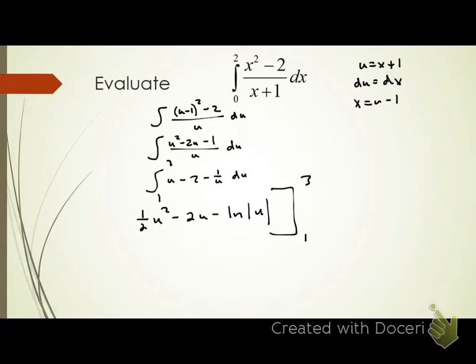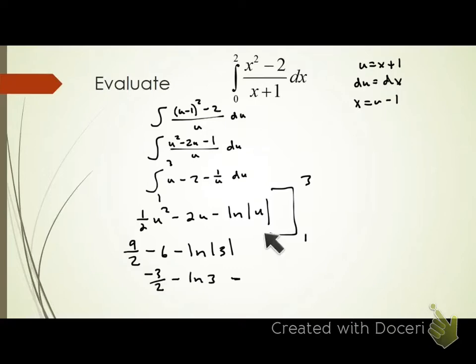Okay, that's going to be a little bit ugly as we plug that in. I'm running out of time here. So what we would do is we'd plug in 3. Let's see here. 9/2 minus 6. I'll write it down. 9/2 minus 6 minus the natural log of 3. Let's see. 9/2 is what? 4.5. Minus 6 would be negative 1.5. Negative 3/2 minus the natural log of 3.